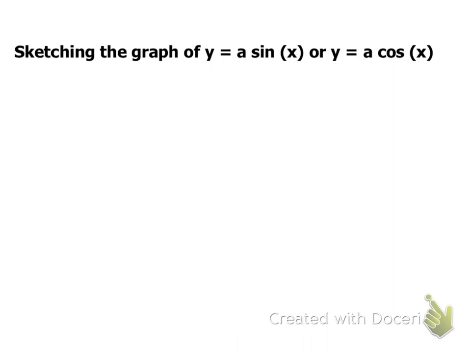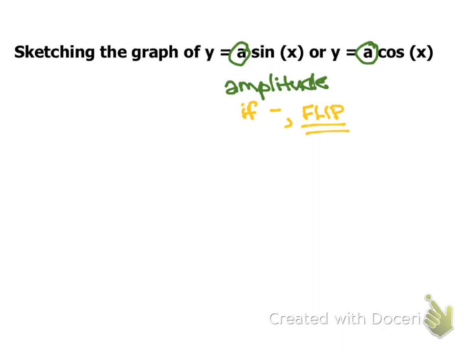Let's look at what happens when we have an a value out front. This number is going to do two things. The a value is the amplitude. That's going to tell us where our maximum and minimum are, how high up and how low down they go. But the amplitude will always be positive because it is half the height of a wave. If we have a situation where we have a negative value, that means we are going to flip our picture. Let's see what that looks like.